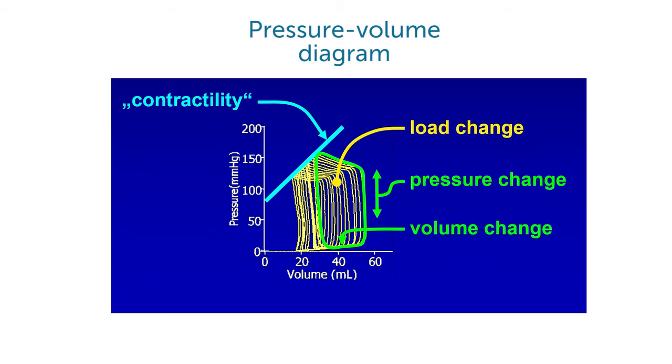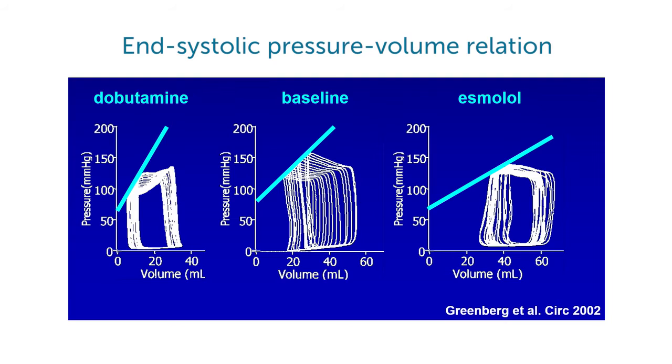So this steepness describes what we call myocardial contractility, and this is the invasive gold standard for the assessment of myocardial function. Contractility can change, of course. For example, due to medication, we can give a beta blocker and contractility goes down, or we can give dobutamine and the contractility goes up, and likewise the steepness of the end-systolic pressure-volume relation goes up or down.